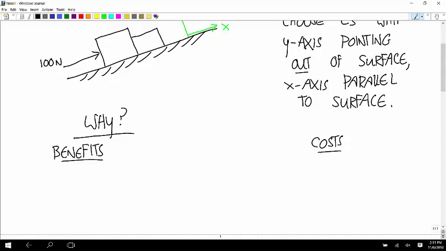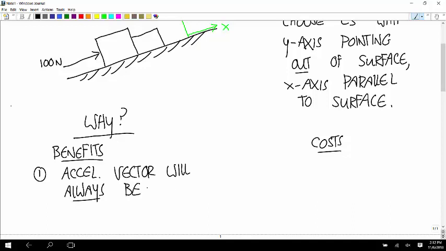It's not going to be worth doing if we have more cost than benefit, you know. So okay, what are some of the benefits? The first one is that the acceleration vector. Notice that if something's sliding or rolling along a surface, it can only move parallel to the surface. Okay, so the acceleration vector will always be (a, 0). Then you have to calculate what the value of a is.